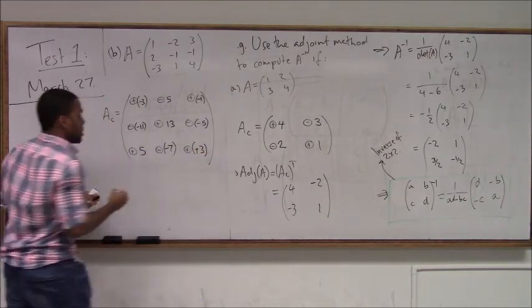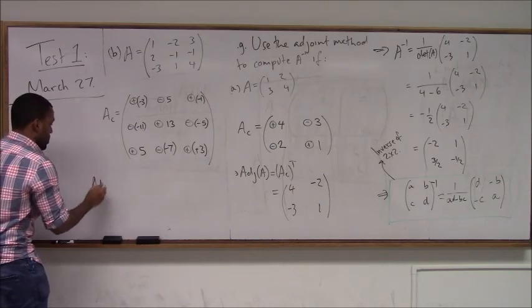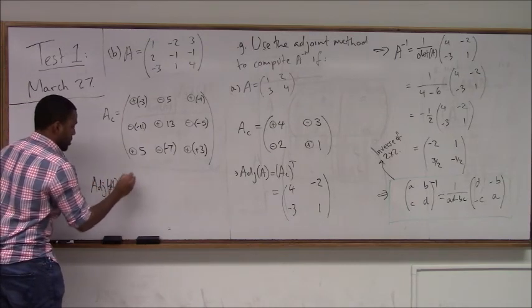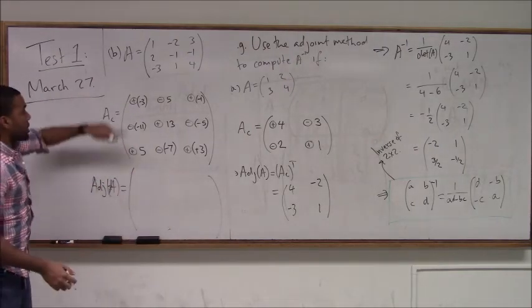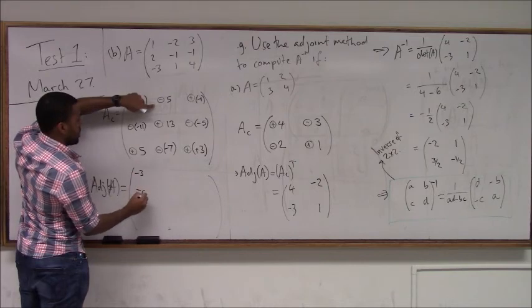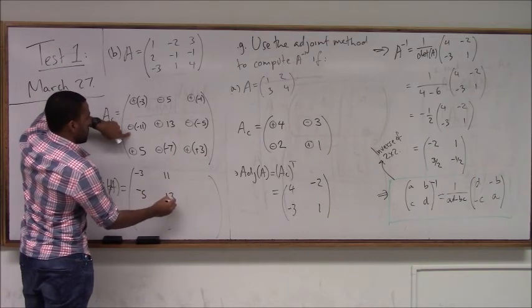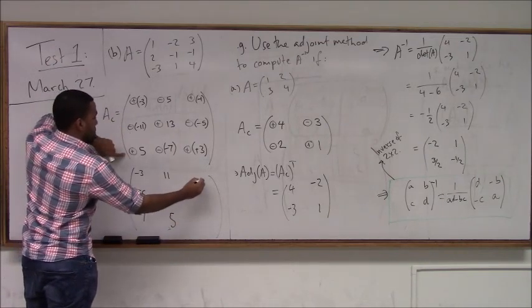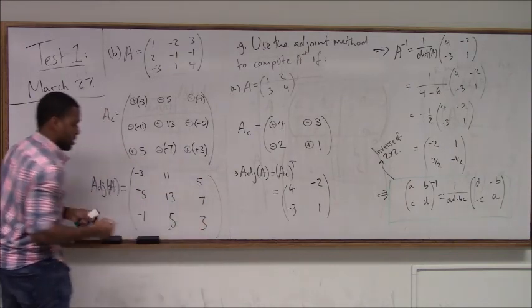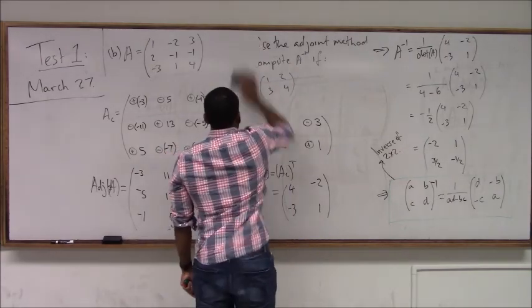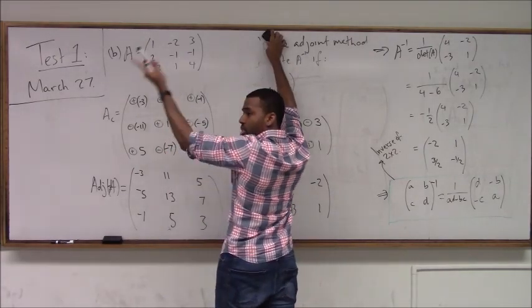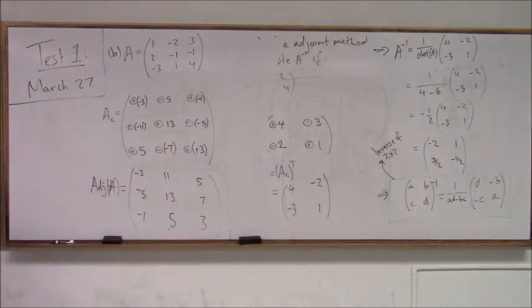And so if you compute the adjoint of A, I'm just going to take the transpose of this matrix. So that's going to be minus three, minus five, minus 1, positive 11, positive 13, positive 5, 5, 7, 3. And then I will take 1 over the determinant. By the way, I think we found the determinant of this in a previous lecture. I copied the same matrix down to make computation easier. Yes, the determinant was 4.